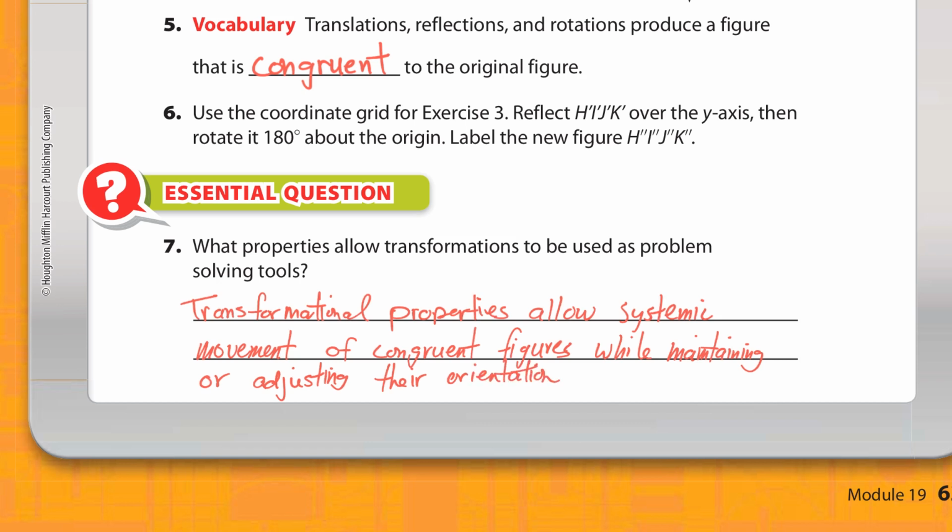Okay, so let me explain what this means. The properties of the transformations allow you to systematize. It's just a system. It's really like a process of moving these figures while maintaining or adjusting their orientation. So sometimes the orientation stays the same, or sometimes the orientation is adjusted or moved. Let me explain.